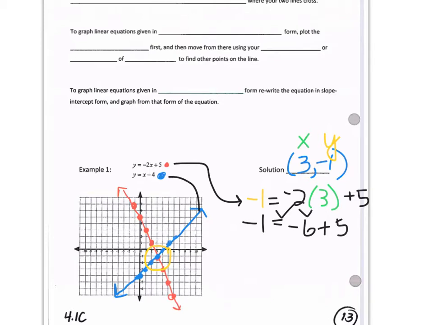Then I want to check it in my second equation because it should make both equations true. So I'm going to plug in negative 1 for y, and I'm going to plug in 3 for x, and I'm going to see if this is a true statement. Is negative 1 equal to 3 minus 4? Yes, it is. So this solution works for both equations.